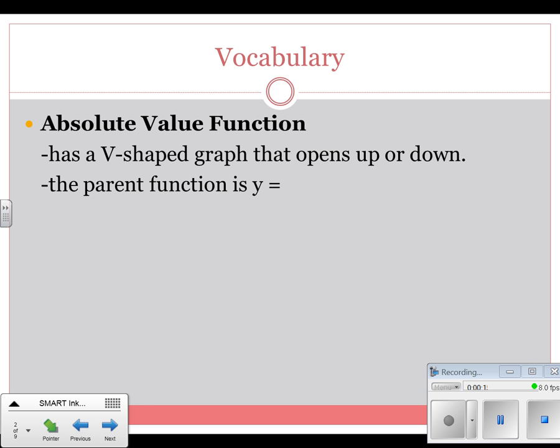An absolute value function has a V shape. It's a graph that opens up or down. The parent function is y equals the absolute value of x.